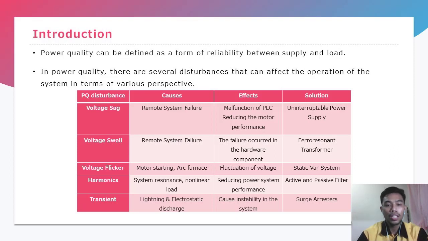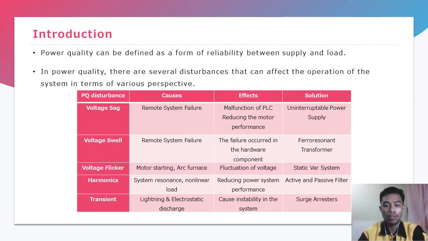The causes of these disturbances can be seen in the table: remote system failure for voltage sag and swell. For voltage flicker, the causes are motor starting and arc furnace. Harmonics can come from system resonance and nonlinear load, and for the transient, it can be from lightning and electrostatic discharge.